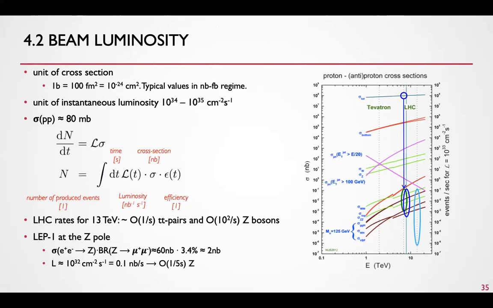It's SI units, nevertheless. The instantaneous luminosity of contemporary colliders at the luminosity frontier is 10 to the 34, that's for the LHC, and up to 10 to the 35, that's for e plus e minus at Super KEKB in Japan. So what you now have to do is to multiply the luminosity with the cross-section of the process of interest, and you will get your event rate.